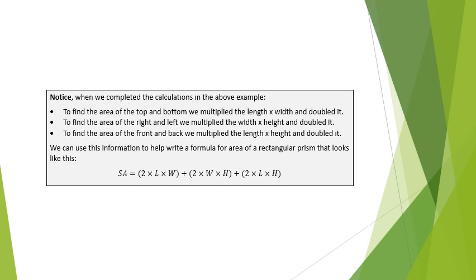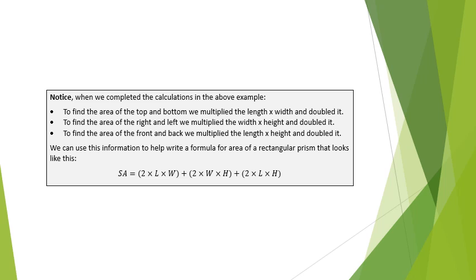Notice that when we completed the calculations in the example, to find the area of the top and bottom, we multiplied length by width, and then we doubled it for top and bottom. To find the area of the right and left sides, we multiplied width by height, and we doubled it because it's left and right. And to find the area of the front and back, we multiplied the length by height, and we doubled it because there was the front and back.